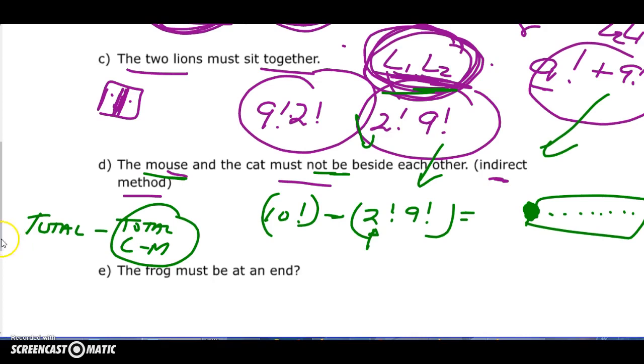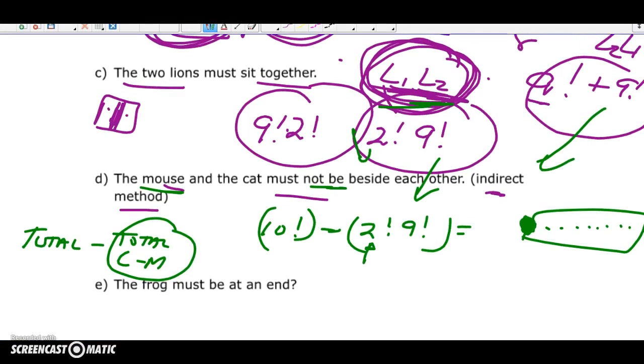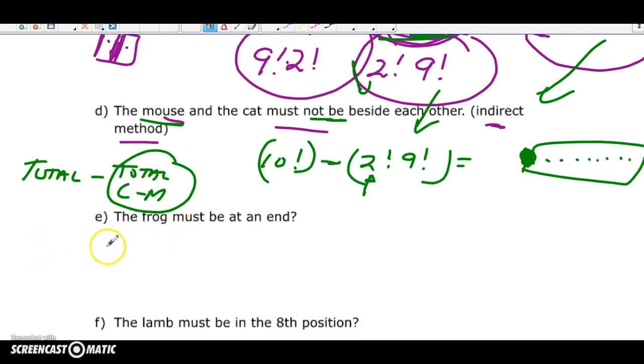Okay, the frog must be at the end. You want the frog to be at the end. Well, you haven't said which end yet. So we have 2 different scenarios here. One scenario is where he's first. So the frog goes first, and then you line up the other 9. So you have 9 factorial ways to do that.